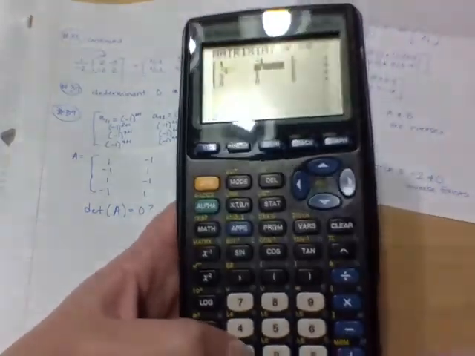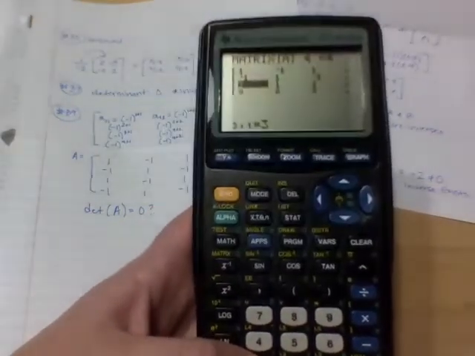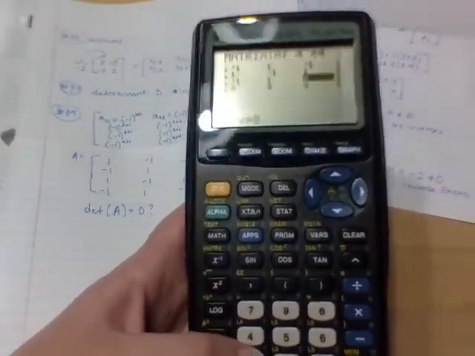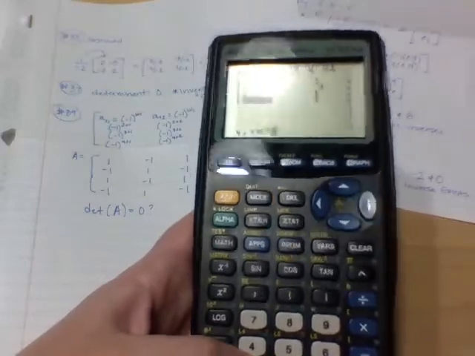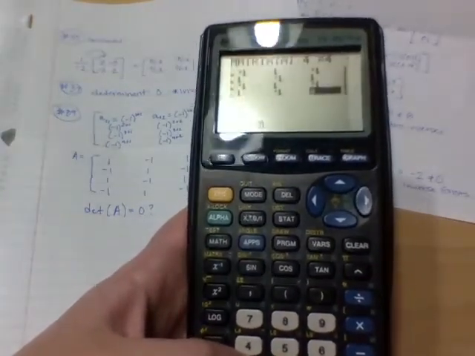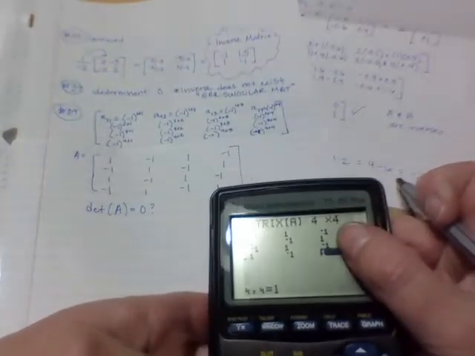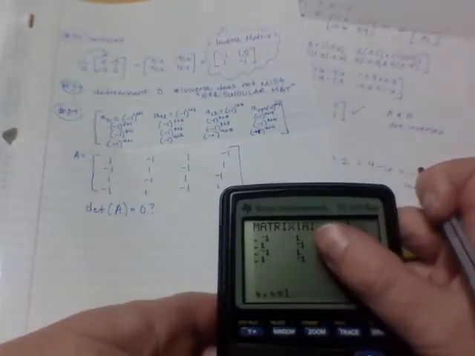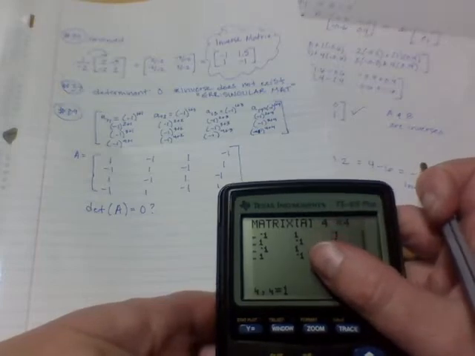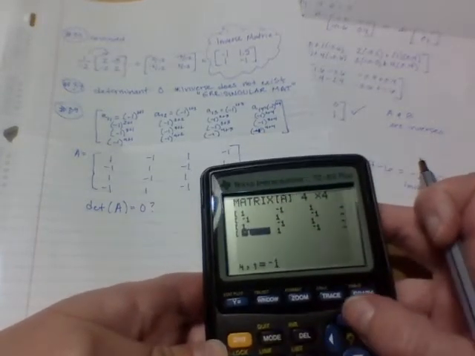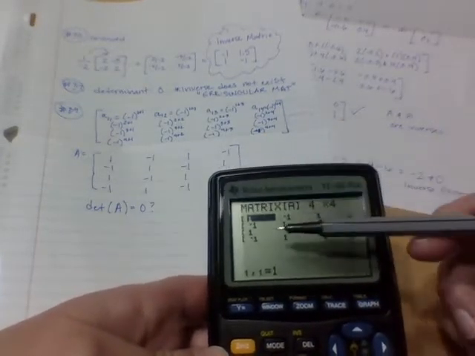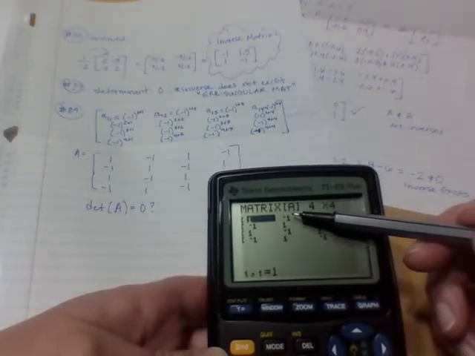And negative 1, 1, negative 1, 1. Okay, hopefully I put that in. Here's our last column, negative 1, 1, negative 1, 1. Third column, 1, negative 1, 1, negative 1. First column, 1, negative 1, 1, negative 1. And then our second column.